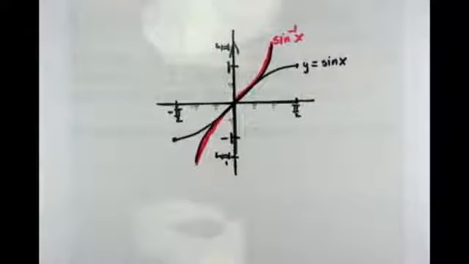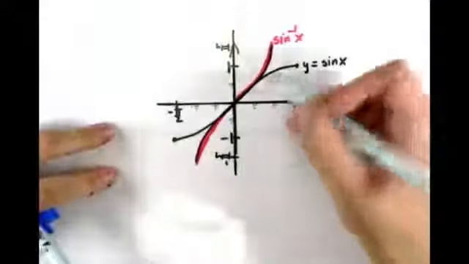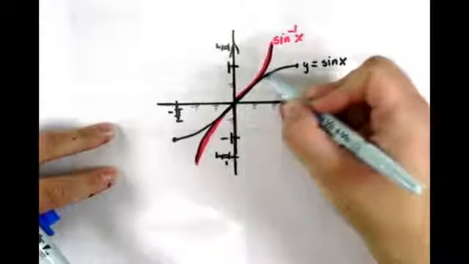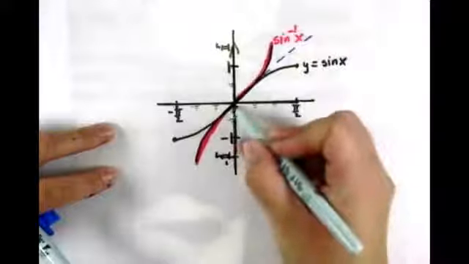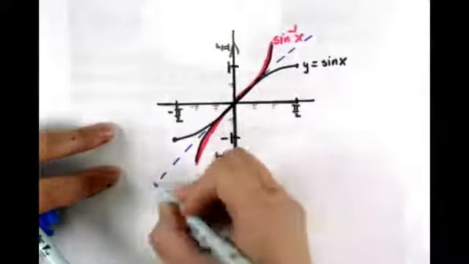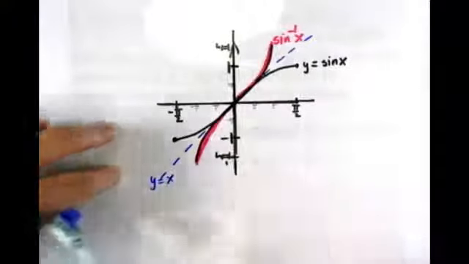Red graph is my sine inverse. And everyone can clearly see that this one is reflected by the line y is equal to x.